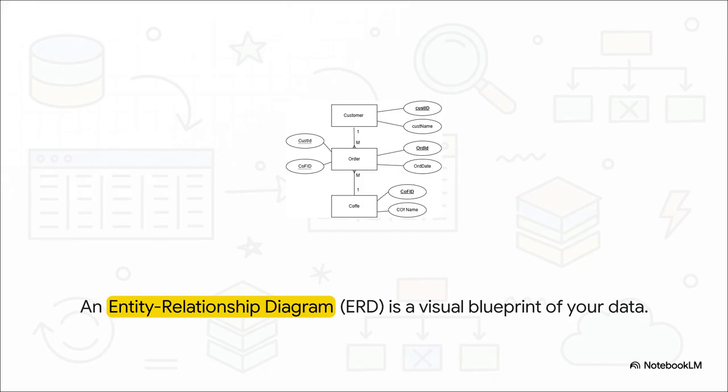And this right here is what that blueprint actually looks like. It's called an Entity Relationship Diagram, or ERD for short. You can see how each box is an entity, like customer or order, and those lines between them, those are the relationships we were just talking about. This map lets us see how everything fits together before we even think about writing a single line of code. With this in hand, we're ready to start building.